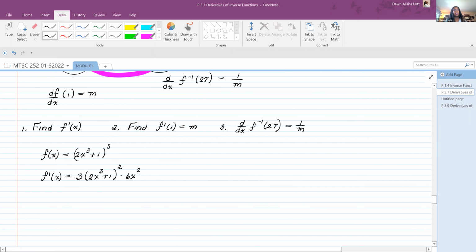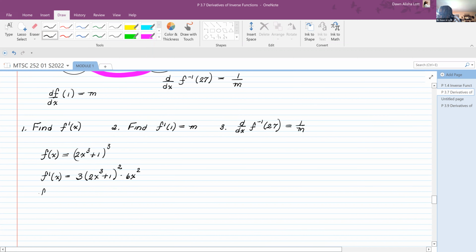That is the derivative. All right, we used the chain rule. So we took the derivative of the outside function, which is 3u squared, and then the derivative of u, which is 6x squared.